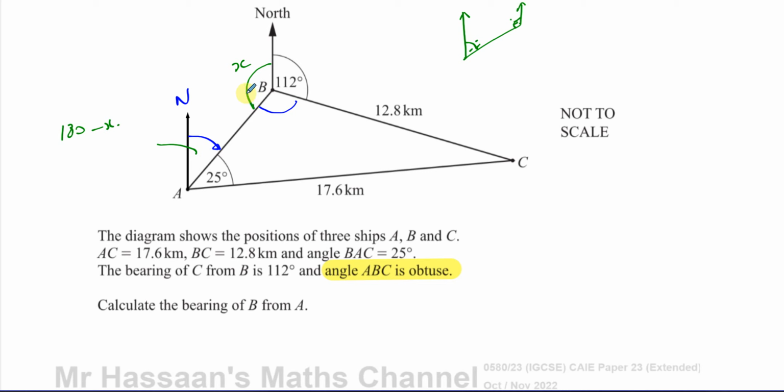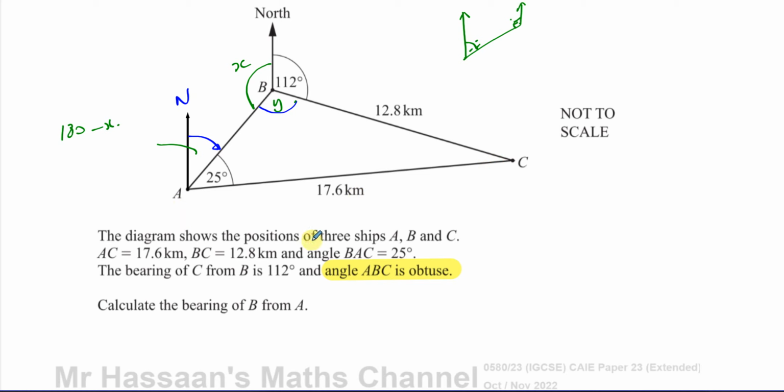So how can I find X? Well, if I find the angle over here, let me call this angle Y. This is the angle I'm trying to find now. If I find this angle, I can then find X, because this makes one complete circle. So 112 plus this angle, subtracted from 360, will give me this angle. Once I've got that angle, I can find the bearing I'm looking for. So the key now is to find this angle Y, which is the angle ABC, which we know is obtuse.